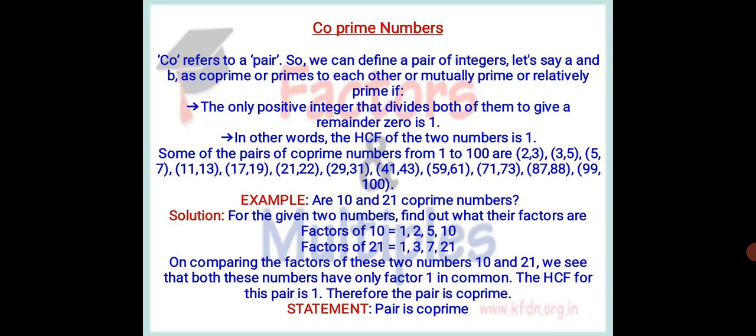So, to find out whether a pair of numbers is co-prime or not, we have to find out all the factors of these two numbers. If 1 is the only common number among them, we can say the HCF of this pair is 1. Then we can say that the pair of numbers is said to be co-prime.